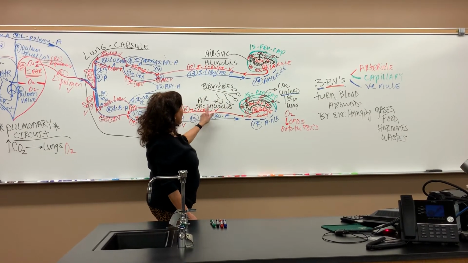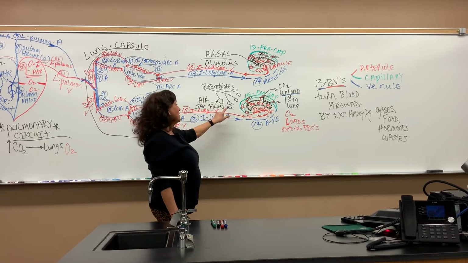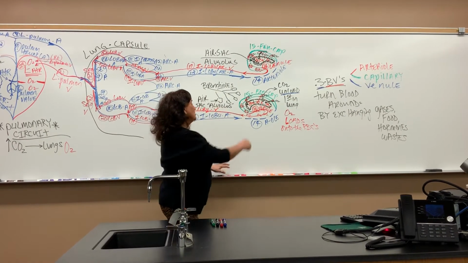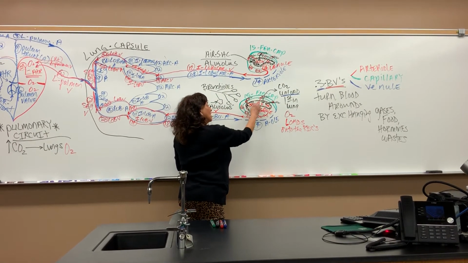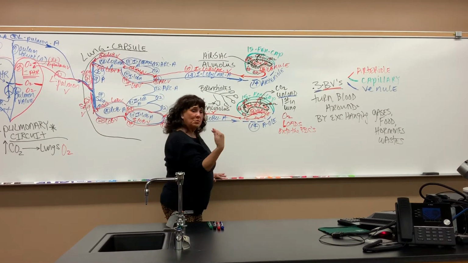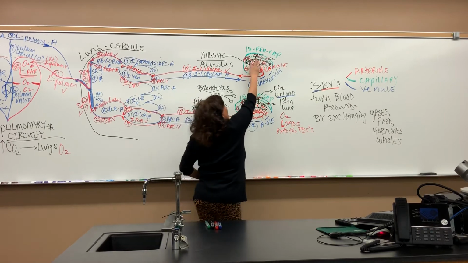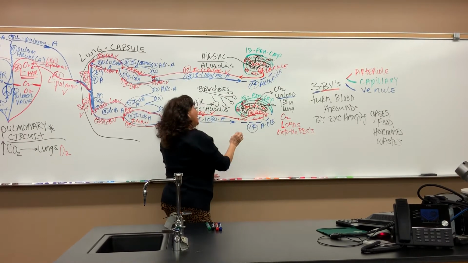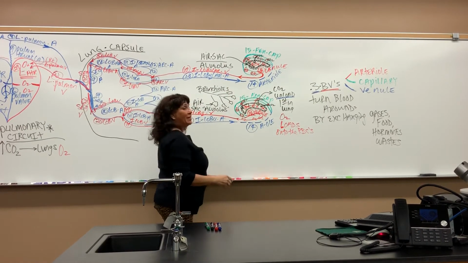And so the air sacs are called an alveolus. And this is what this structure actually exchanges the gases. And so it holds all the oxygen that you just breathed in. And so here's all the O2 in the middle. And so now this is what's going to happen.